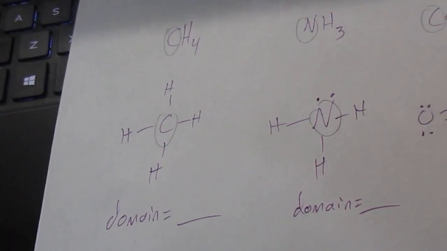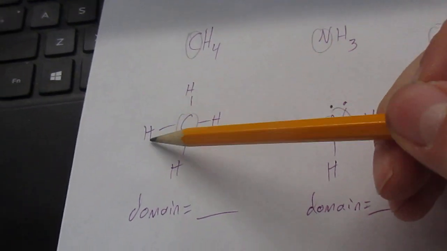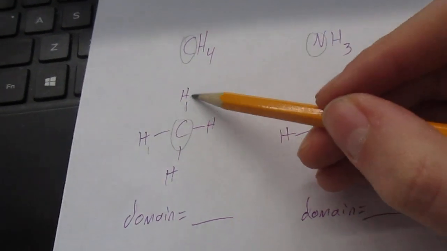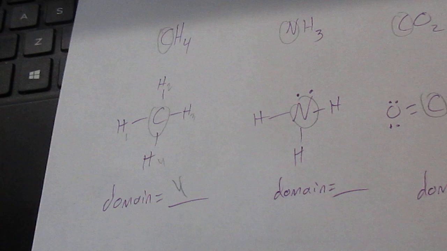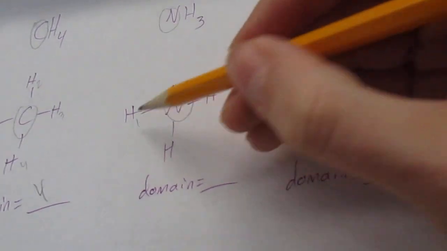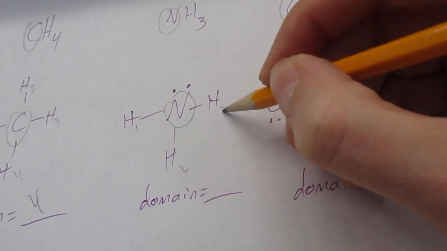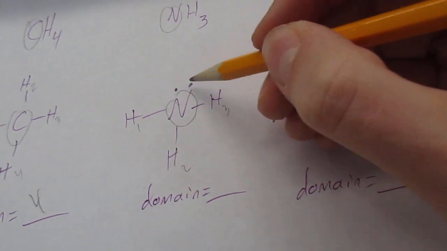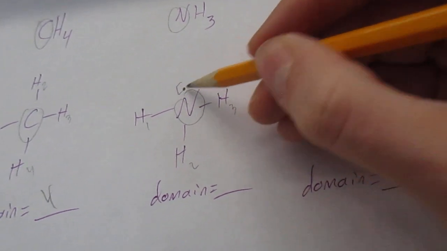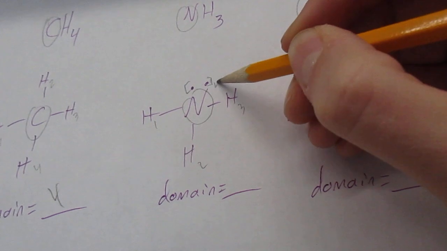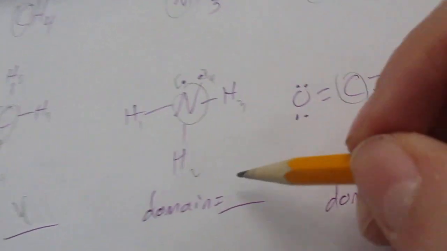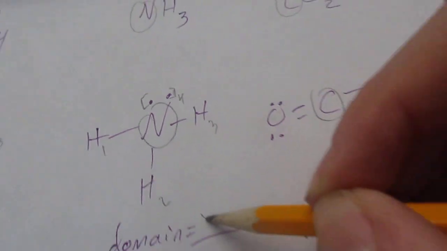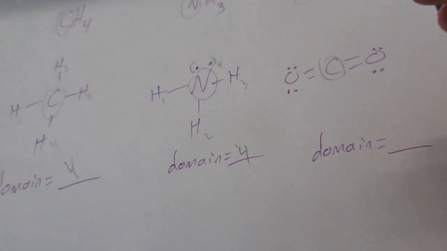And you count how many attachments are to the center. I see 1, 2, 3, and 4. This domain is 4. I see 1, 2, 3. Oh, I see an electron pair. This counts as an attachment. There's an electron pair, so this is actually the 4th. This domain is also 4.